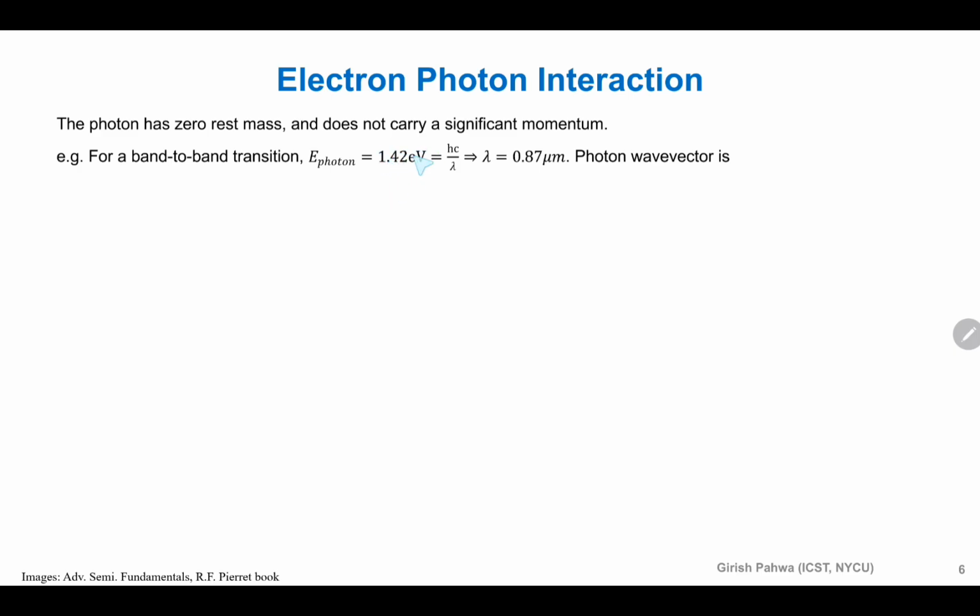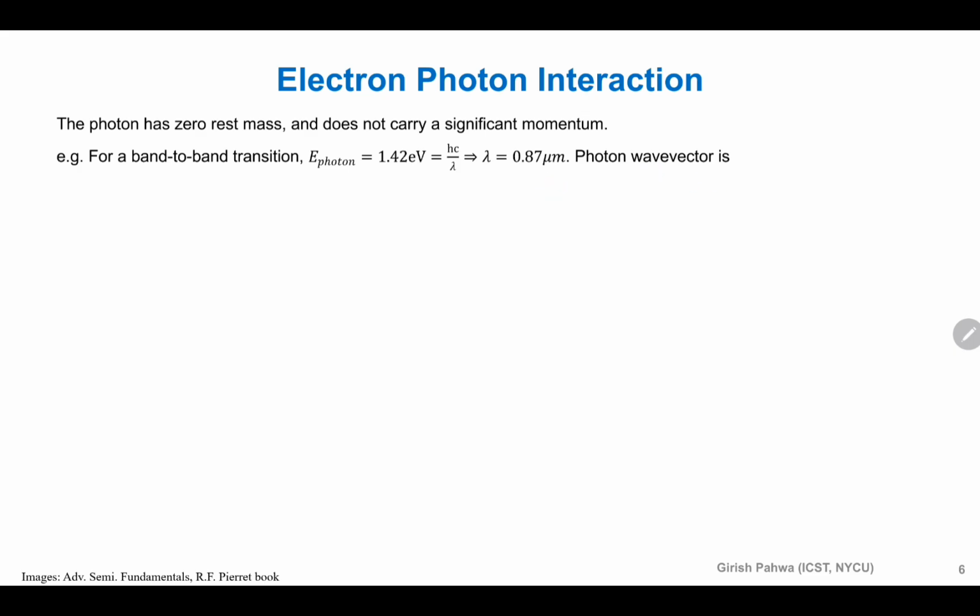Now to have this much energy, let's calculate what the wavelength is going to be. E equals hc by lambda. Everyone remembers this relation for a photon, right? The energy of the photon is h into c by lambda. C is the speed of light, lambda is the wavelength, and from here you can calculate lambda. So lambda comes out to be 0.87 micrometer. So the wavelength is in the micrometer range.